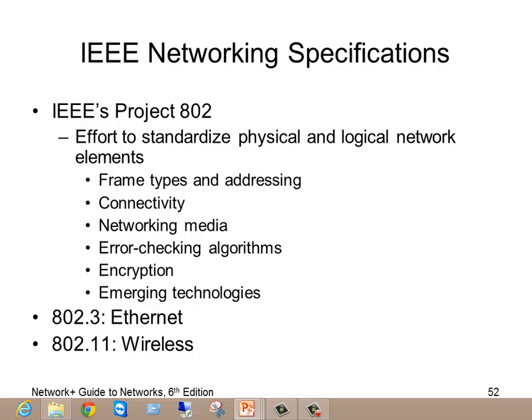So the 802 project is the effort to standardize physical and logical network elements. 802.3 is Ethernet. One that you're probably all familiar with is 802.11. That is the wireless. And you know all the different types of wireless, A, B, G, and N. All of those are variations on that 802.11 standard.